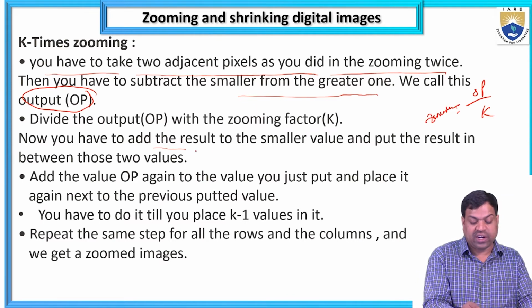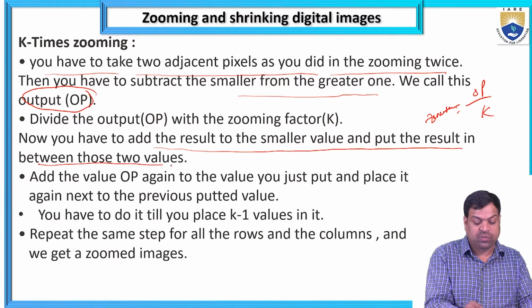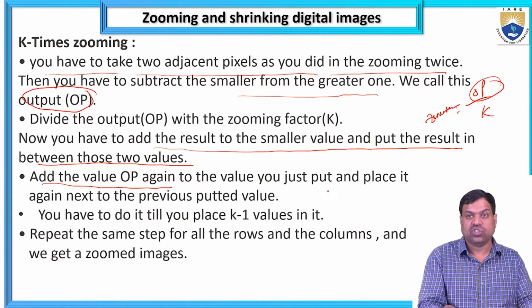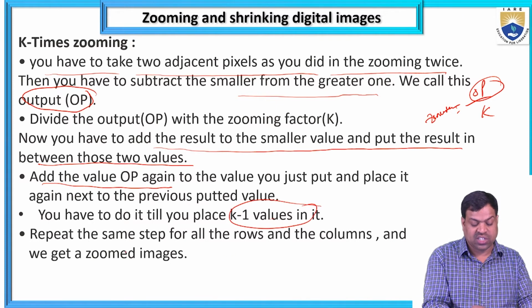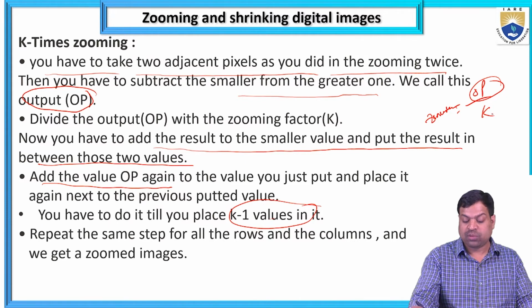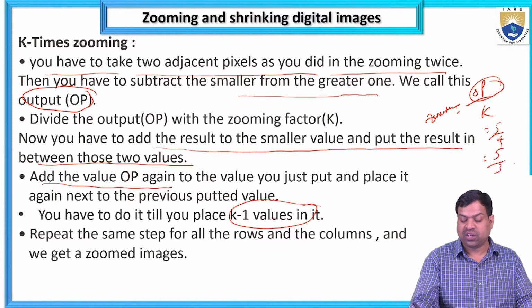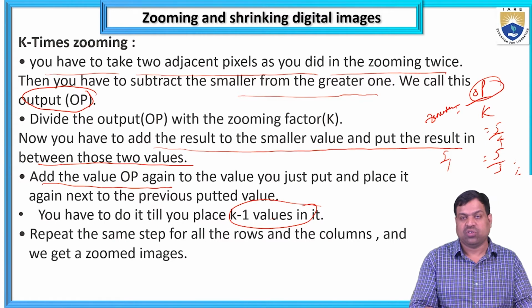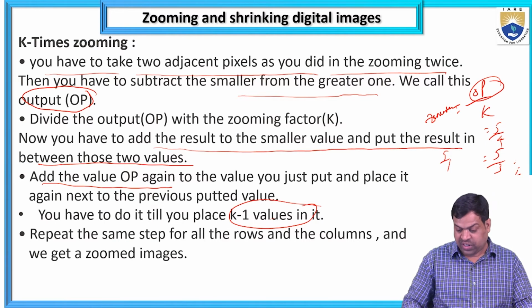Now we have to add the result to the smaller value, putting the result between those two values. So add the output value. Again the value is put in place, and we do the same with the previously put value. You have to do this until k minus 1 values are placed. Repeat the same step for rows and columns and we get zoomed images. So with output, for example, I get 5 by 4, then next output value 5 by k, with k equal to 3, 5 by 2, 5 by 1, like this. So I am changing the k values. Why? Because I am going for the interpolation process with a scaling factor, so I need different values.